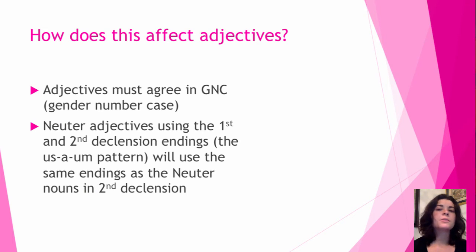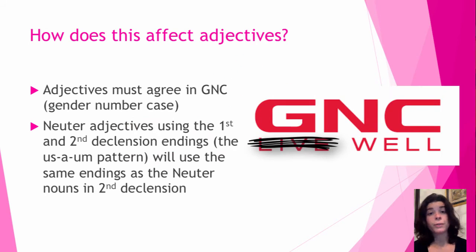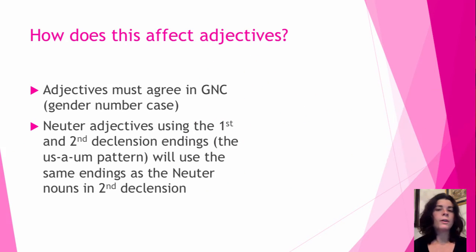Now, how is this going to affect adjectives? Adjectives have to agree, remember, in three things: gender, number, case. So now that we have neuter, you're probably wondering, what are the endings going to be for neuter? Right now, we only know first and second declension adjectives. So first, second declension adjectives are still using first or second declension.